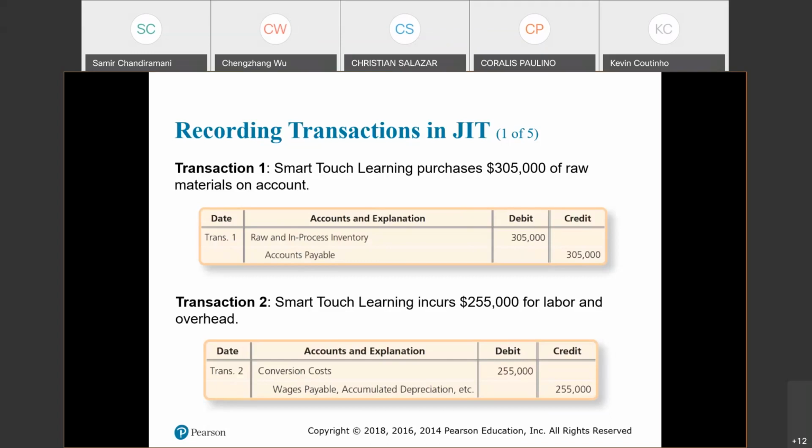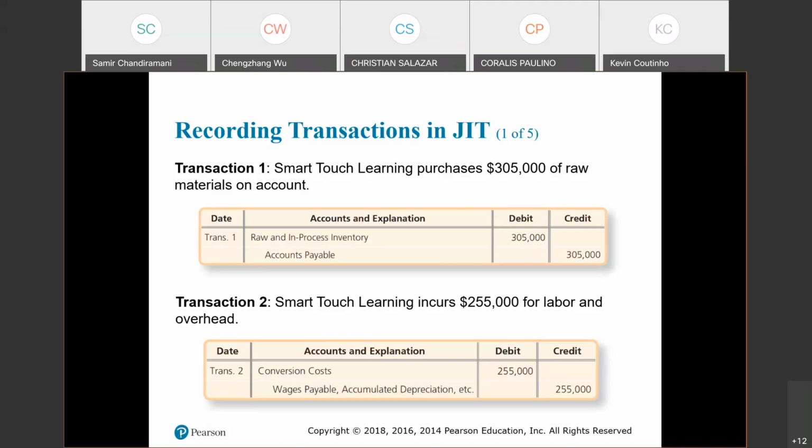So as previously noted, JIT costing doesn't have a separate WIP inventory account and raw material account. Instead, it uses only two inventory accounts. They are raw and in-process inventory, as well as finished goods inventory. So now let's see the first transaction.